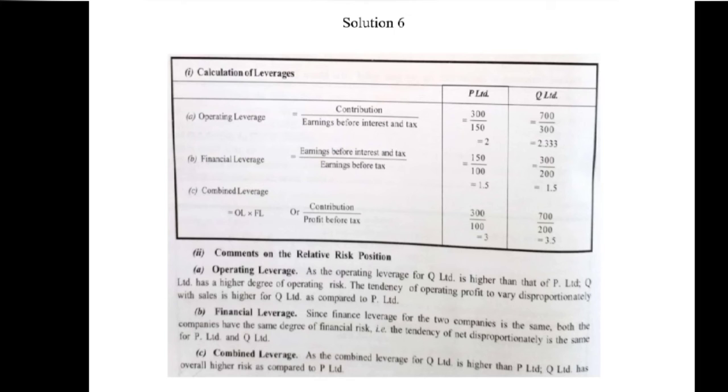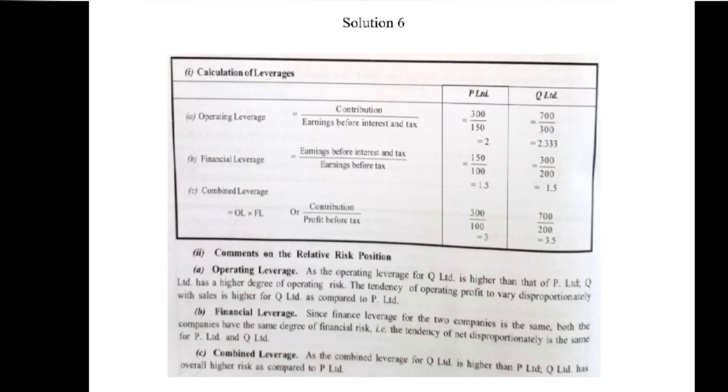Now the second thing we need to do is comment on the relative risk position of these two companies based on the three types of leverages. First we'll see operating leverage. The operating leverage for Q Limited is higher than that of P Limited. What it means is that Q Limited has a higher degree of operating risk. The tendency of operating profit to vary disproportionately with sales is higher for Q Limited as compared to P Limited.